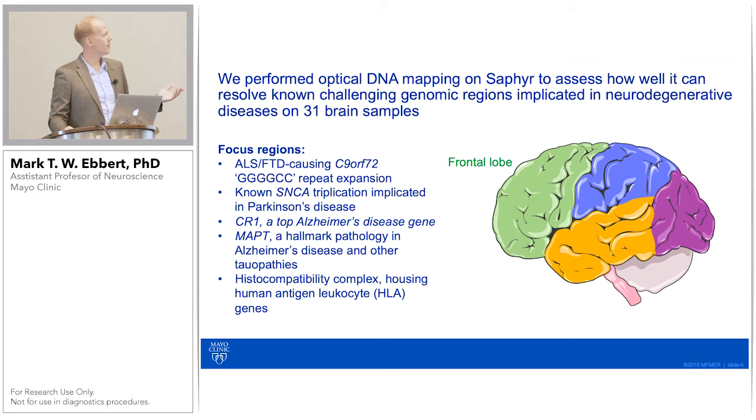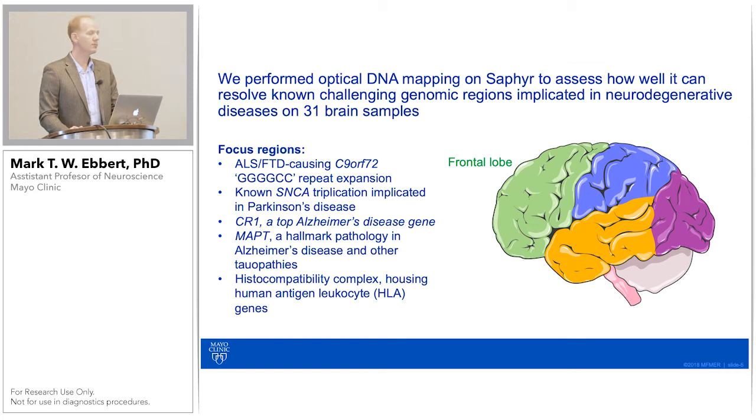We had a sample with a known alpha-synuclein triplication, but we did not know the genomic architecture of that. We're also going to take a peek at CR1, which is a top Alzheimer's disease gene, and that's become a particular interest for my group, and I'll tell you a little bit about that. And then MAPT, or the tau protein. This is a hallmark pathology for Alzheimer's disease and various other tauopathies. It's a really important player, and it also has a known inversion that you cannot resolve with short-read sequencing data.